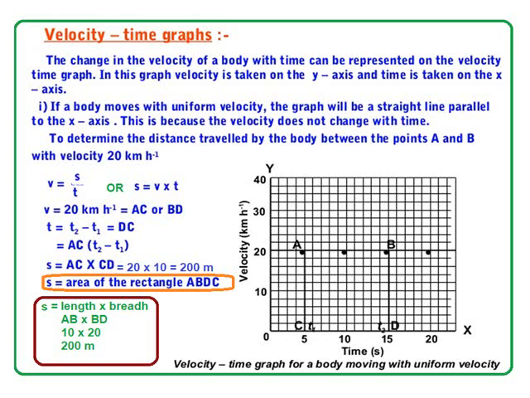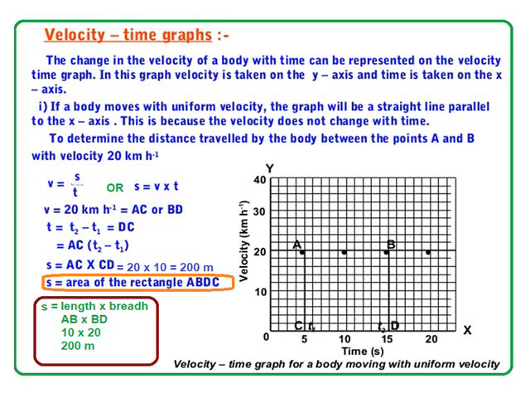Now AB, the line AB represents the motion under velocity time graph, and since this is a line which is parallel to the x-axis, the velocity remains same, so the body travels with constant velocity.